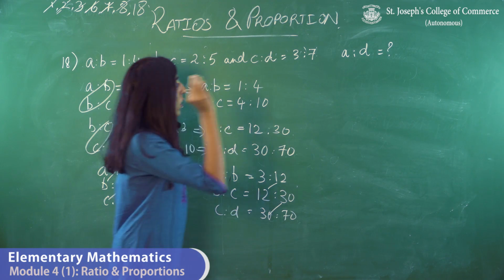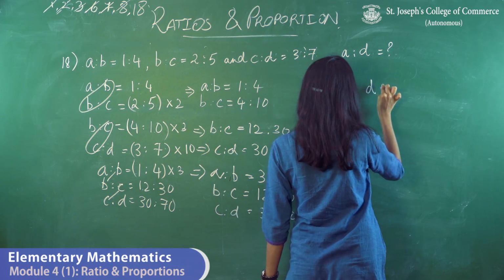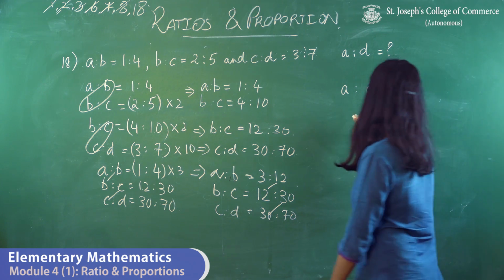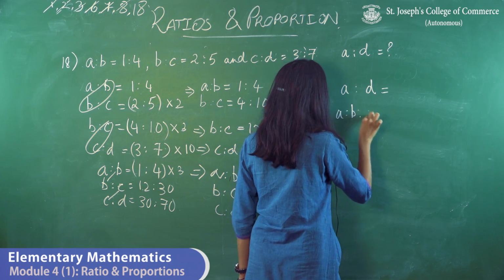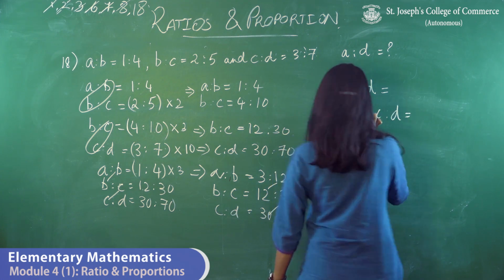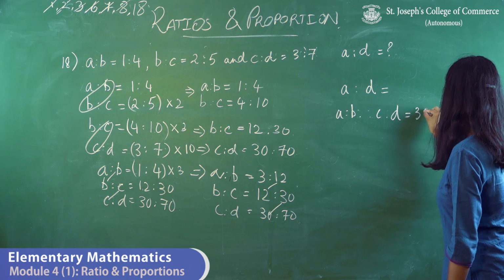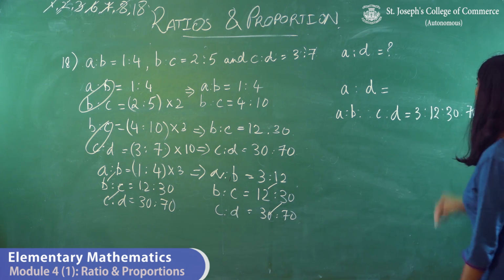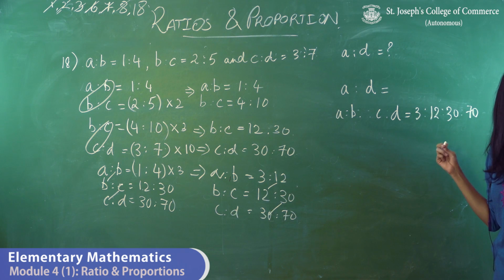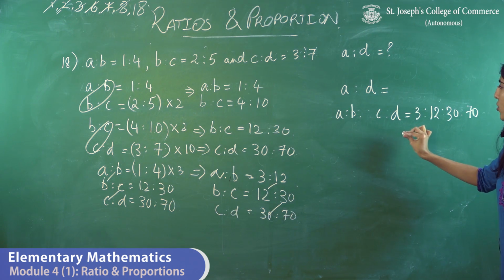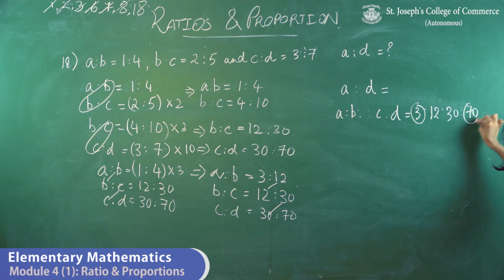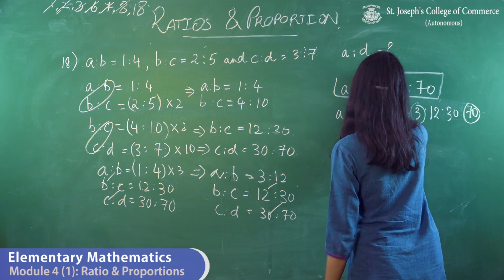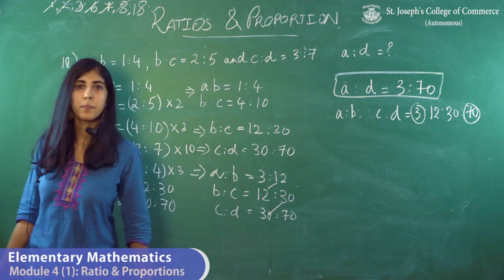They've asked for A is to D. Before writing what A is to D is, it's better to write what A is to B is to C is to D is. So when I write A is to B is to C is to D, you get your answer as 3 is to 12 is to 30 is to 70. So when I directly write the answer as this, it's easier to find what A is to D is. A is to D is just 3 is to 70. So your answer will be 3 is to 70.